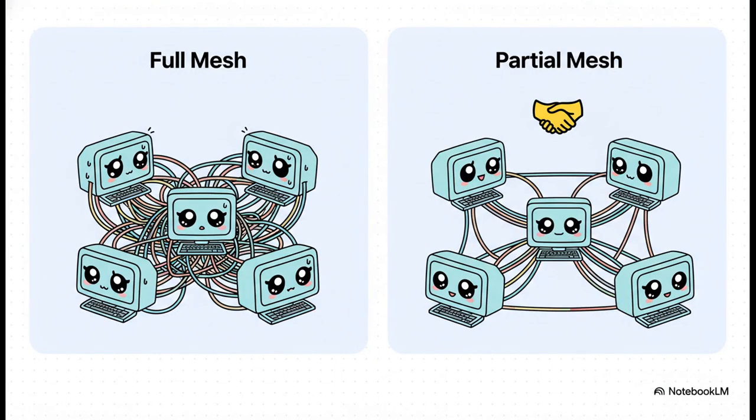Okay, so there are two flavors of mesh. First, you have the full mesh, and the idea here is kind of extreme. Every single computer is connected directly to every other computer. It makes this crazy web of connections. Then there's the much more practical version, the partial mesh. Here, most computers have a few different connections, but they're not necessarily hooked up to everyone. It's a really smart compromise.